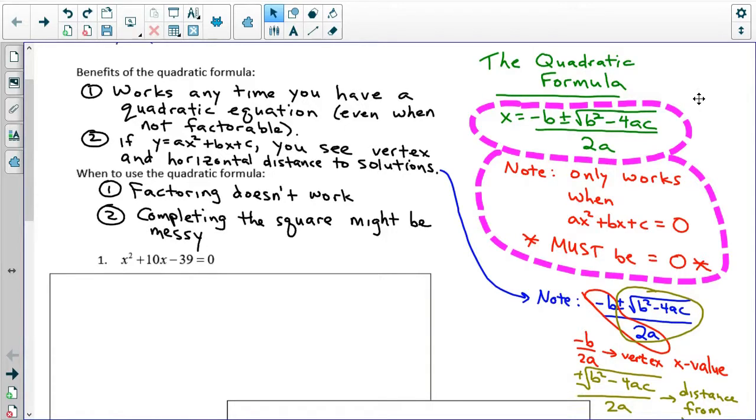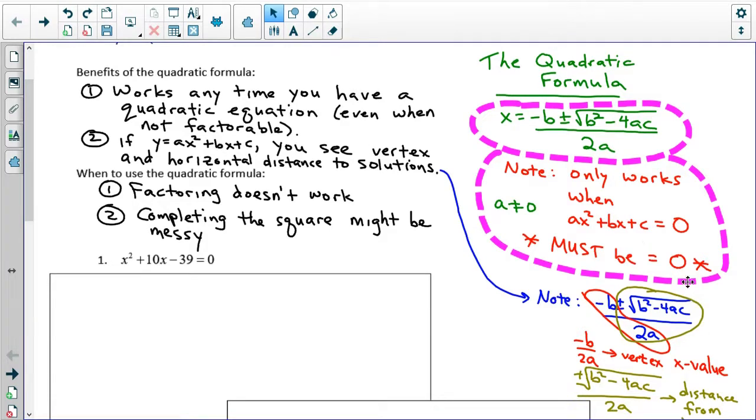So if it doesn't have that form, or some sort of form where there's a quadratic in this case, and everything's on one side and the other side equals 0, then it doesn't work. The other thing that we have to take note of here is that a must be non-zero. So our value for a must actually be something. If not, then this would be linear and we can't use the quadratic formula.